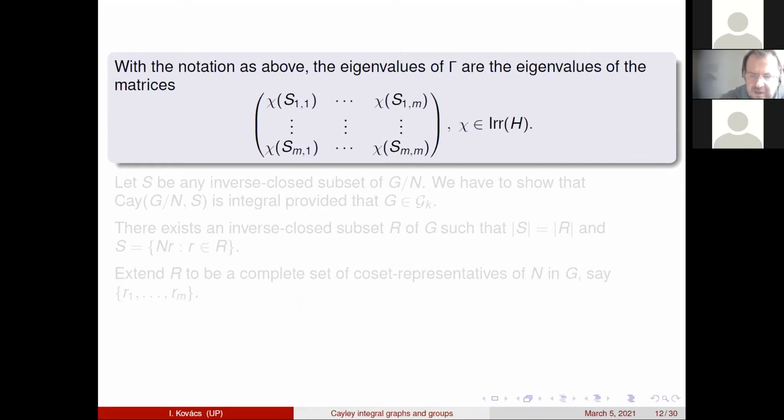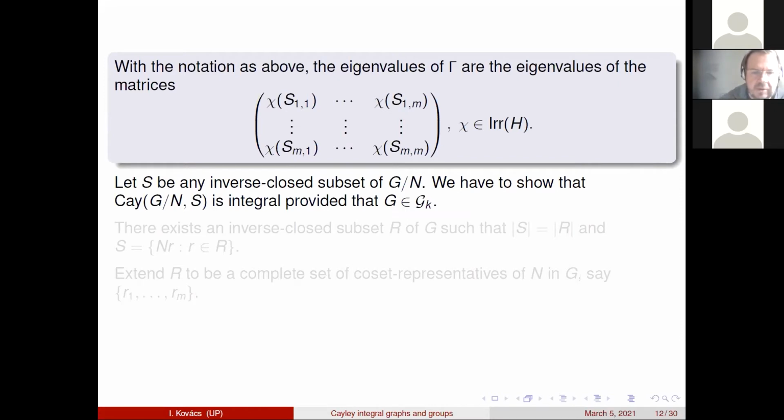Okay, so let's go back to our aim to prove that if the group is in class GK, then the quotient group is also in the class GK. So we take an inverse closed subset in the quotient group, and we want to show that this is integral, provided that the group was in GK.